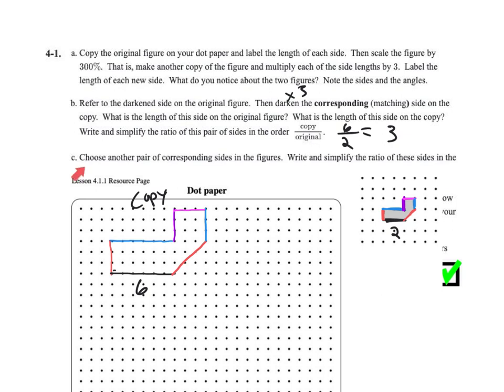Okay, now it says choose another pair of corresponding sides. This side corresponds because it's the same in the two figures. It says write and simplify the ratio of these sides. So let's choose the pink side. The pink side, the original is 1, and over here it is 3. So I'm going to write that. I'm going to have my copy, which was 3, divided by 1. Well, 3 divided by 1 is just 3. Interesting. Okay, let's take a look at this as we keep going down on these problems because it goes beyond C here.